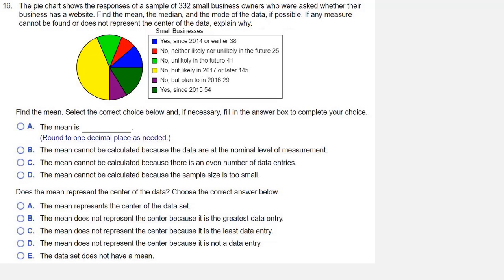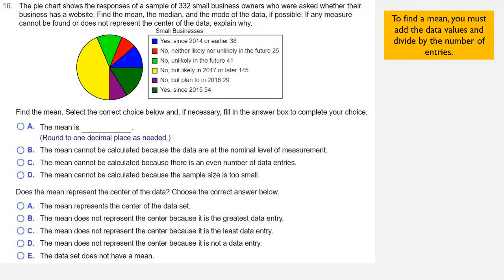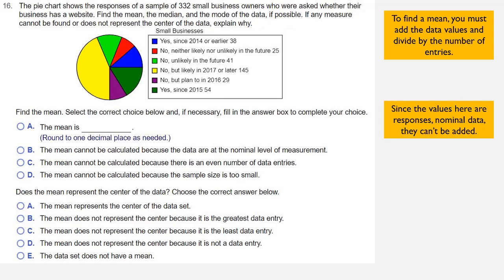So, first we're going to find the mean. To find a mean, you must add the data values and divide by the number of entries. Since the data values here are responses, which are nominal data, they can't be added. Therefore, there is no mean. So the correct answer to the first question is that the mean cannot be calculated because they are at the nominal level of measurement. Does the mean represent the center of the data? Choose the correct answer below. The correct answer here is choice E. The dataset does not have a mean.